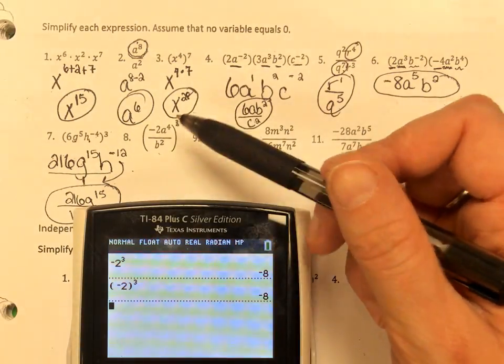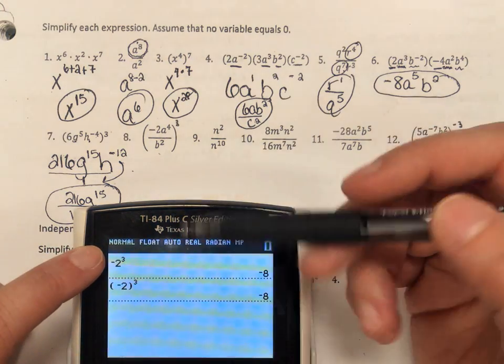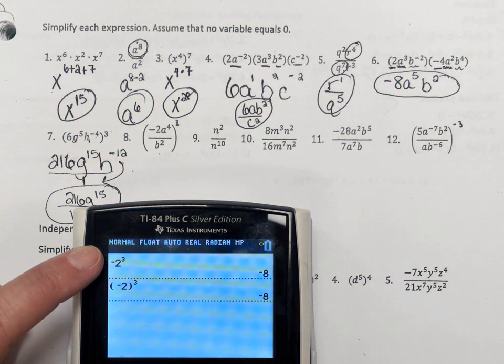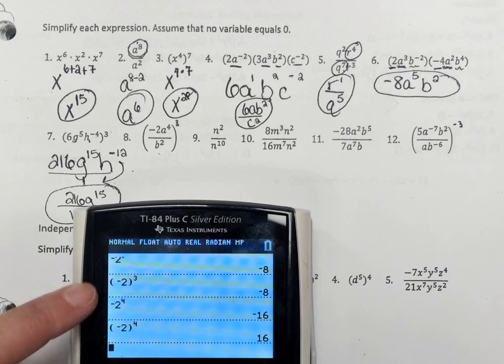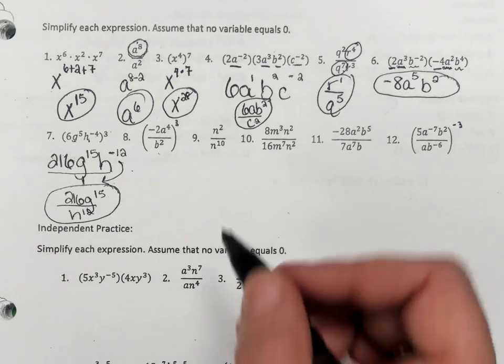Excuse me, I didn't say that was a 3. So if this is even, like look when I do to the 4th power. See how I get negative 16? But when I use parentheses, I get positive 16. You have to use parentheses, okay? If it's odd, it doesn't really matter. So what was our answer? Negative 8?